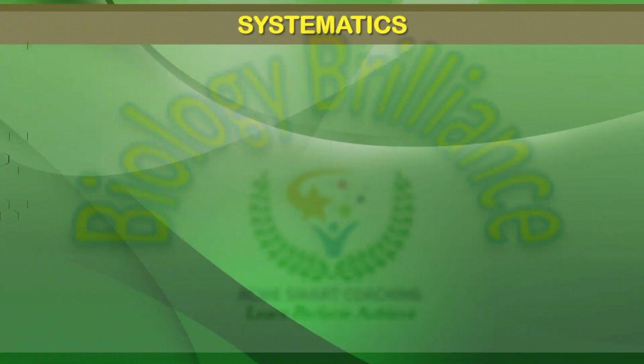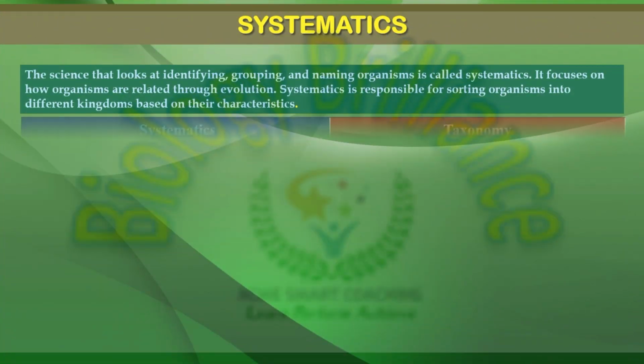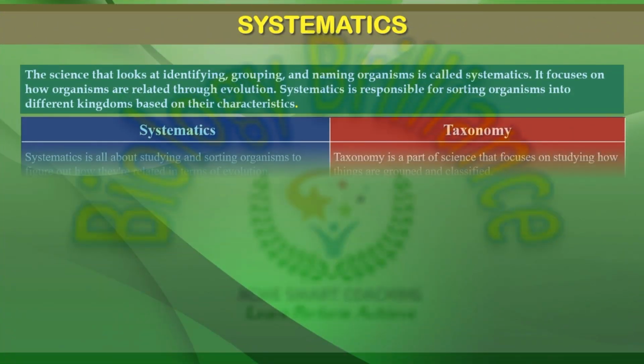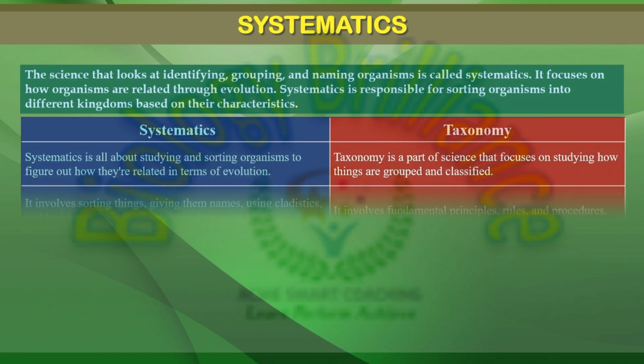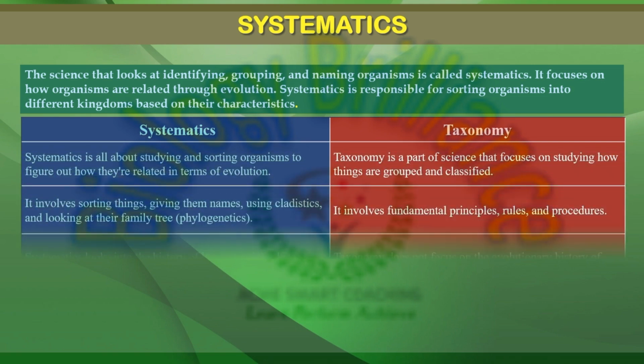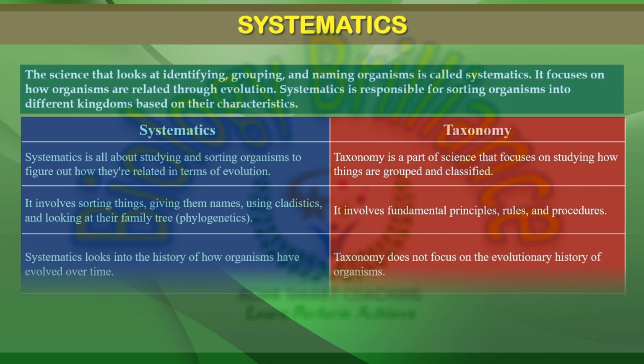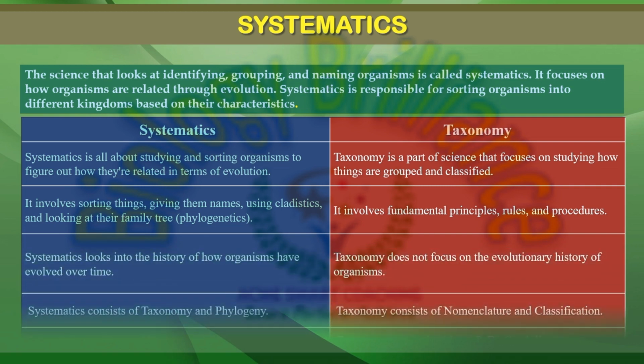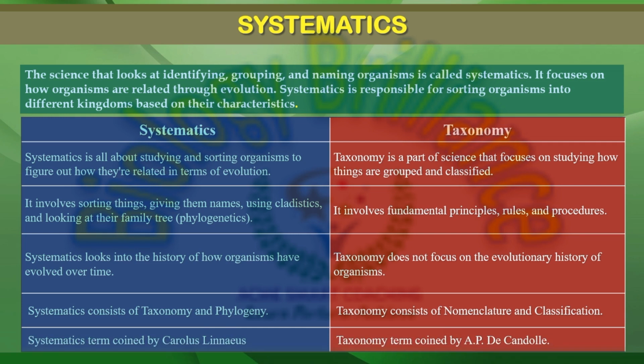Now let us understand what is systematics. Systematics is the science that looks at identifying, grouping, and naming organisms. It focuses on how organisms are related through evolution. Systematics is responsible for sorting organisms into different kingdoms based on their characteristics. Now let us compare systematics and taxonomy to understand better and in more detail.